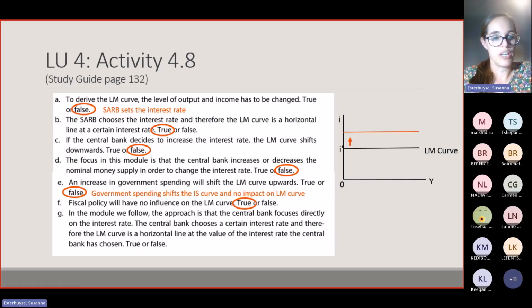And then number G, in the module we follow, the approach is that the central bank focuses directly on the interest rate. The central bank chooses a certain interest rate, and therefore the LM curve is a horizontal line at the value of the interest rate the central bank has chosen. That is true.